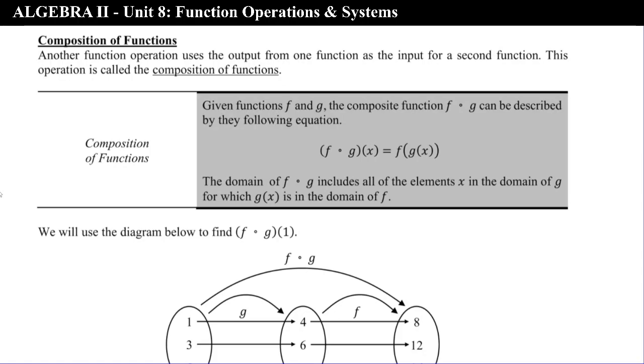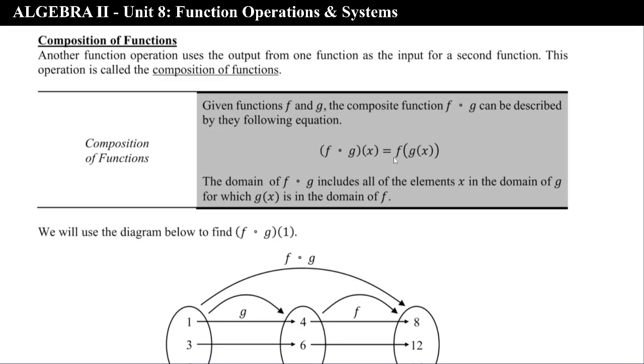And you can write it in one of two ways. You can write it as f open dot g of x, or you can write it as f of g of x, where g of x is inside of your f function. Okay? Now, the domain of f of g includes all the elements of x in the domain of g, for which g of x is in the domain of f. And we're going to talk a little bit more about the domain here shortly.